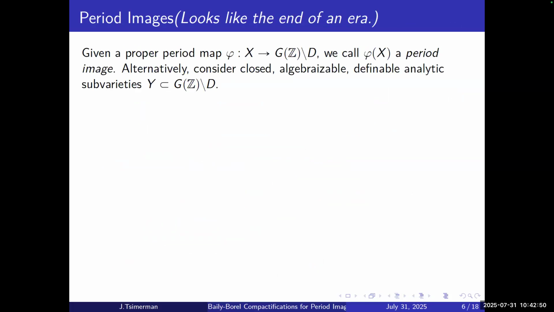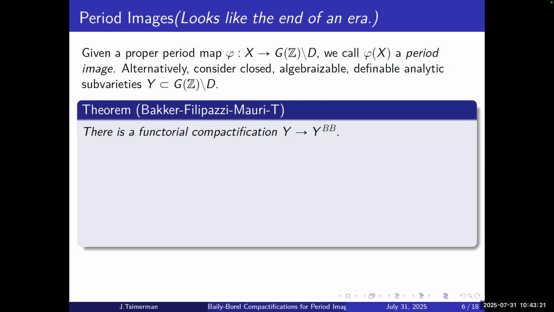So let's get back to period images. We have a proper period map from usually a smooth X. And we look at the image inside D mod G(Z), and we call Phi of X the period image. Now, you can also consider this intrinsically, now that we have the theory of definable analytic spaces. You have this D mod G(Z), you can look at subvarieties of it, which are definable, analytic, closed, and algebraic. Regardless, we're going to look at these things. And the main theorem, this is joint work with Baker, Philippe, and Mauri, is that we're going to construct a functorial Baily-Borel compactification of all of these period images.